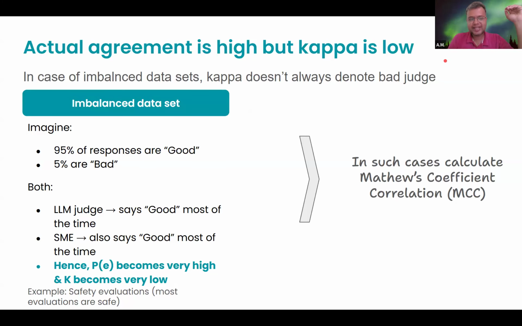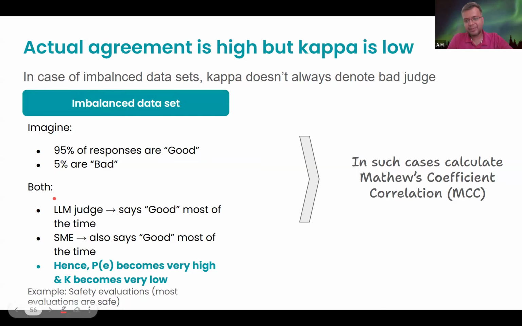So imagine a scenario where 95% of the responses are good and only 5% are bad, and they're genuinely good and bad responses, which means the data is imbalanced because a lot of responses are good and only a few are bad. Now, in this case, a human SME will also say that 95% of things are good. I will also say it, and the LLM will also say, if you have created a good LLM judge, that 95% of things are good.